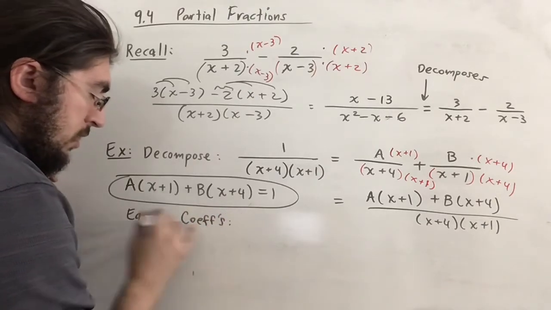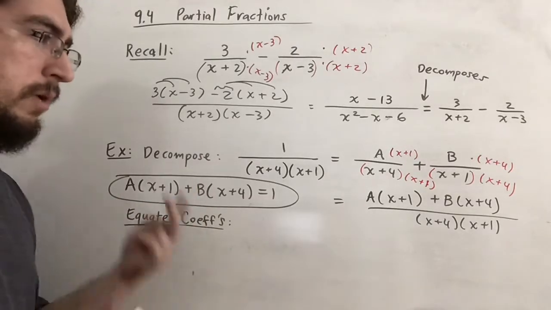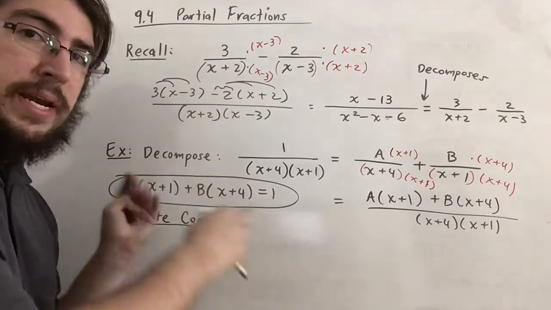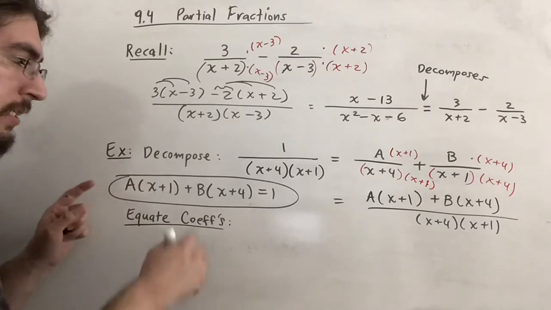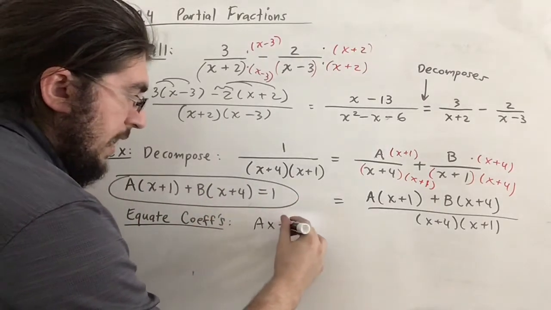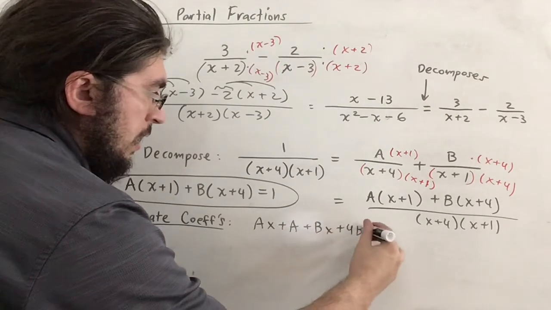So really what I want to do is notice that a and b are just numbers, constants that we're going to solve for. So I'm going to expand this out a little bit by distributing and then combine some terms. Notice here I get a times x is ax and b times x is bx. So in fact, let me just do it. We have ax plus a plus bx plus 4b is equal to 1.